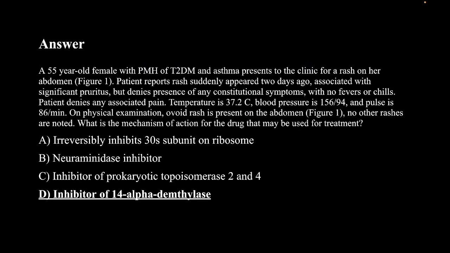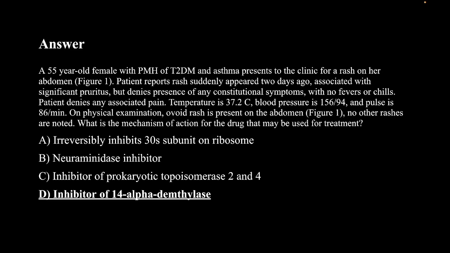Now look at the options. How do we know option D is the correct answer? Well, let's go through option by option. The first option is irreversibly inhibits 30S subunit on the ribosome. That's aminoglycosides. You're not going to treat a fungal infection with aminoglycosides, so that's why it's incorrect. Option B is a neuraminidase inhibitor. That's incorrect because neuraminidase inhibitors are essentially Tamiflu or zanamivir, so that's good for viral infections.